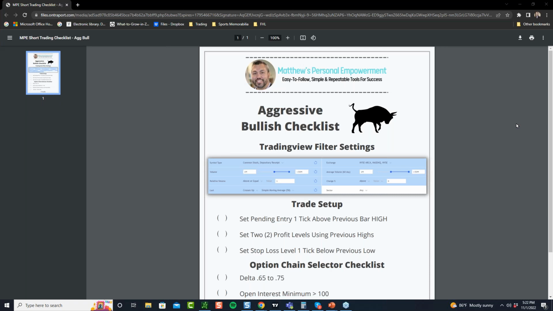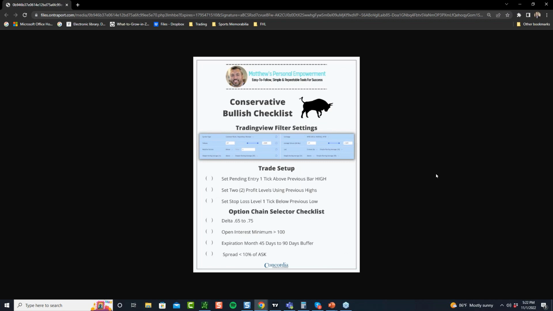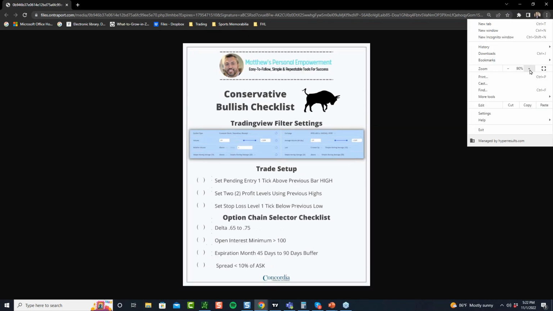So in front of you now, this is the aggressive bullish checklist. Okay, what I found Sting on is the conservative checklist, which is here. Okay? But what I want you to see is on the bottom here, I'll zoom in, and you could take screenshots of this, folks.